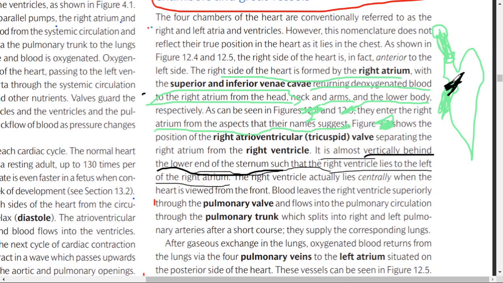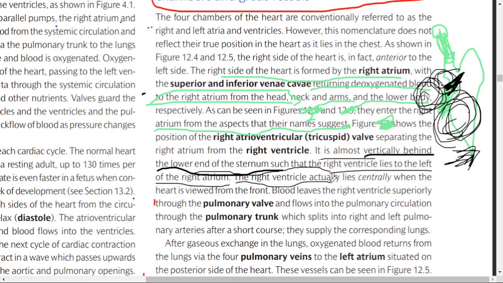So if we imagine that the right ventricle lies to the left of the right atrium, this is the right atrium, and this is the right ventricle. The right ventricle usually lies centrally when the heart is viewed from the front, and therefore we draw it in the center of the heart.